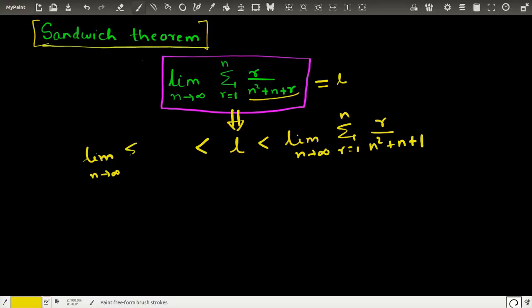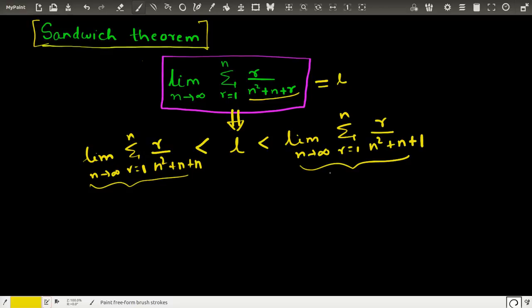This is the summation r going from 1 to n of r upon n square plus n, right? So if we increase the denominator, the value decreases. So the limit that we are required to find actually lies between this function and this function.